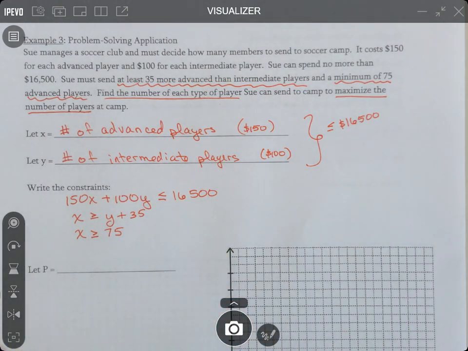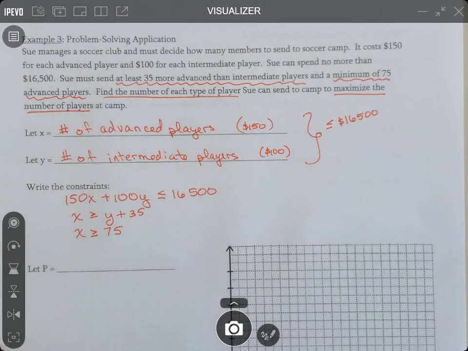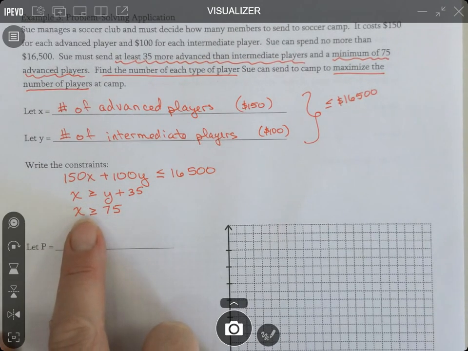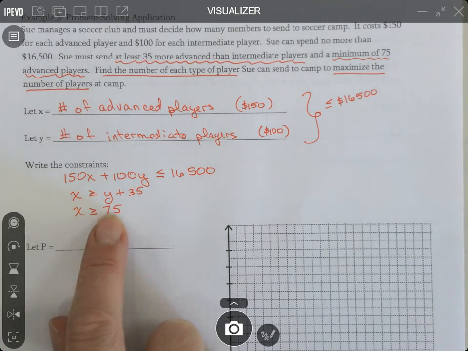Any other implied constraints I need to consider? These are all the ones they gave me. The implied constraints are sort of the idea that I need minimums. I can't send negative players, agreed? Well, the good news is I already have positive because the advanced players has to be greater than or equal to 75. So you should not have X is greater than or equal to 0 because it's already that. So what do I need?